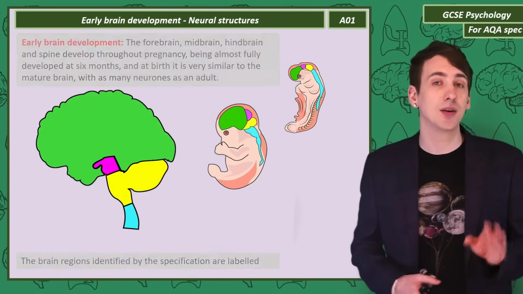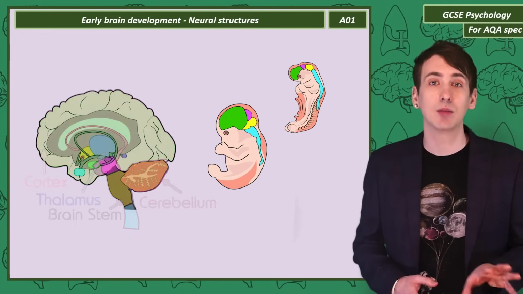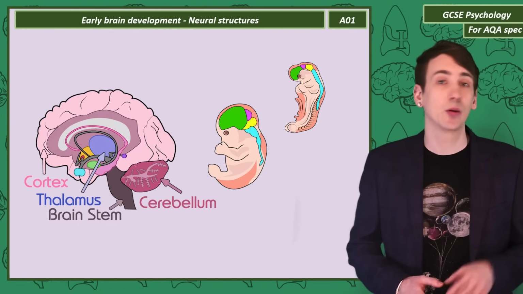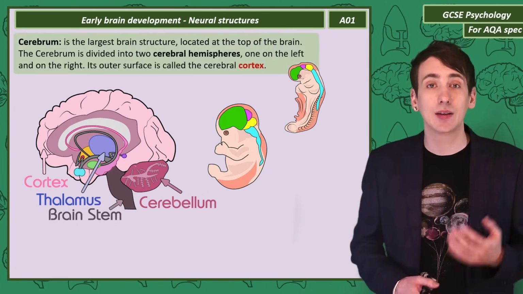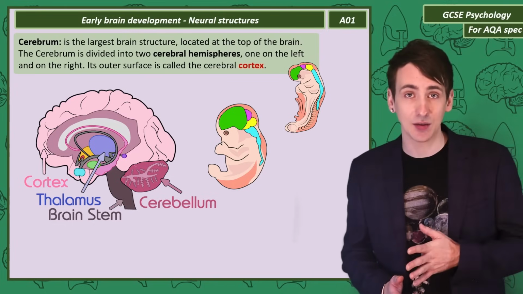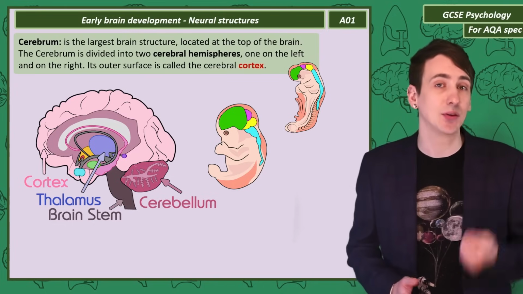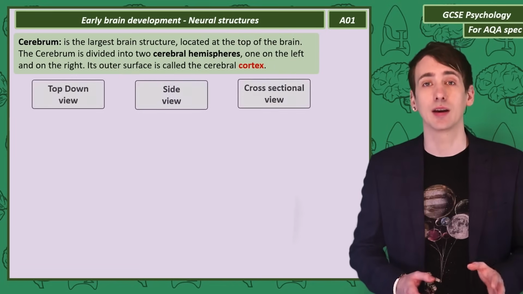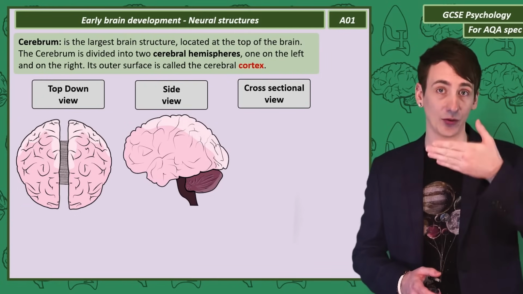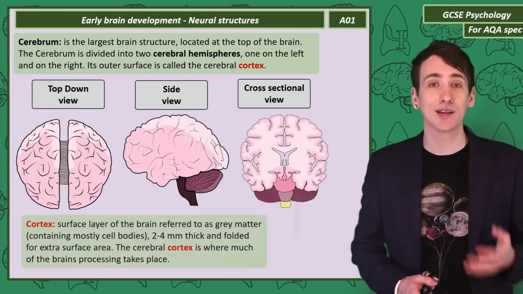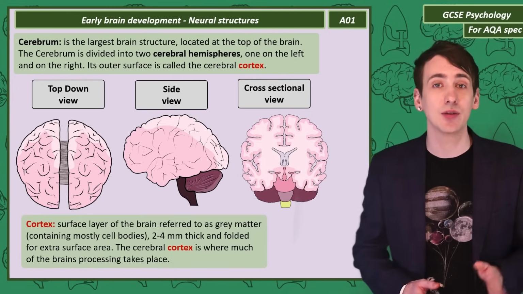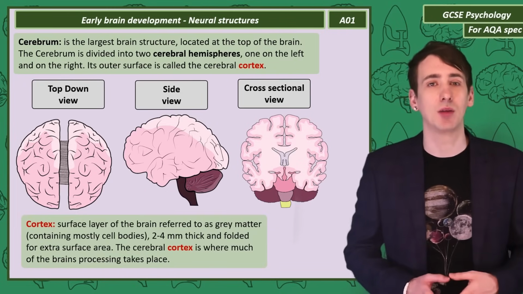There are certain brain areas mentioned in the specification, and you can see them all on this diagram. Let's talk in a little more detail about each of these. So we have the cerebrum at the top of the brain. It's the largest structure, and it's split into two halves, a right side and a left side, called cerebral hemispheres. You can see the cerebrum here, from the top down, from the side, and sliced from the front, top to bottom. The cortex is the outer 2 to 4 millimeter surface layer of the brain. It's folded for extra surface area and contains mostly cell bodies.